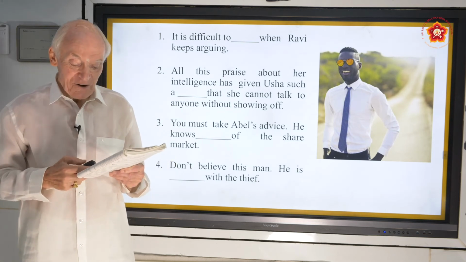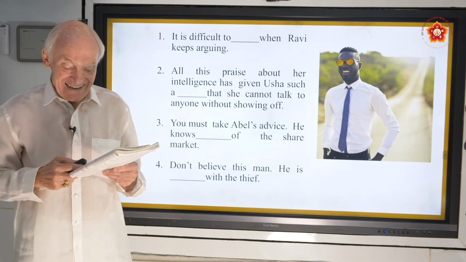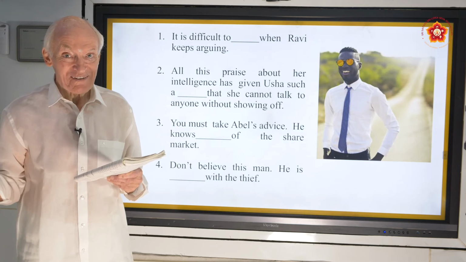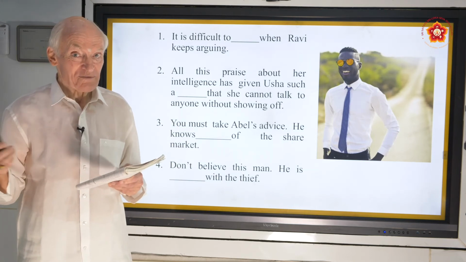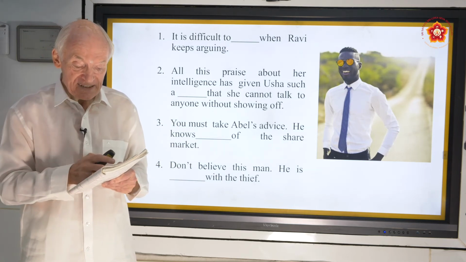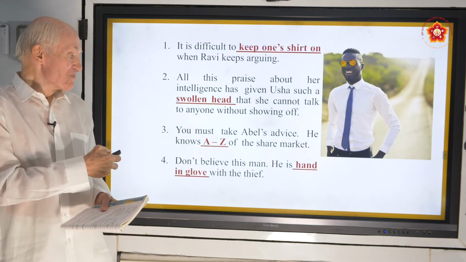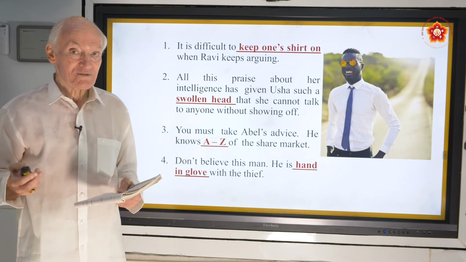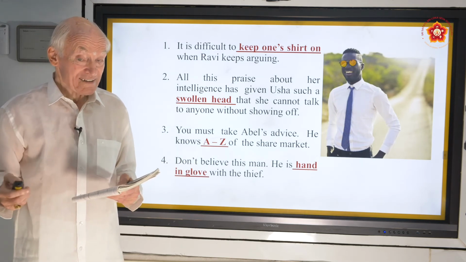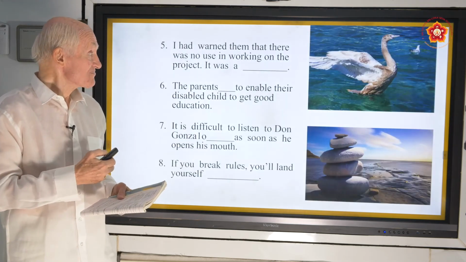Last one, don't believe this man. He is something with the thief, okay? He's working with the thief, all right? And that's what they say, hand in glove. Let's see. Don't believe this man. He is hand in glove with the thief. They're working together. Let's go ahead.